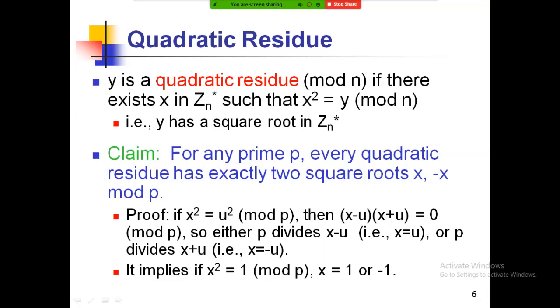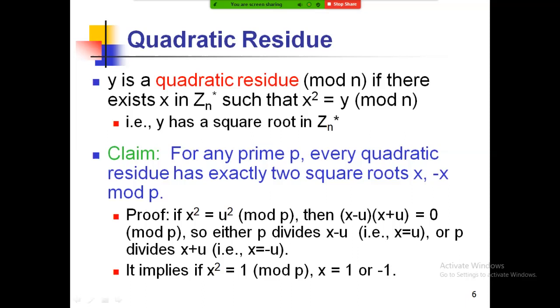So what is the claim here? Next, we are going to claim something. For any prime number p, every quadratic residue has exactly two square roots, x and minus x mod p. For any prime number, so what is going on here? y has a square root, is it not? But here, every quadratic residue will have exactly two square roots. One is x and another one is minus x mod p.